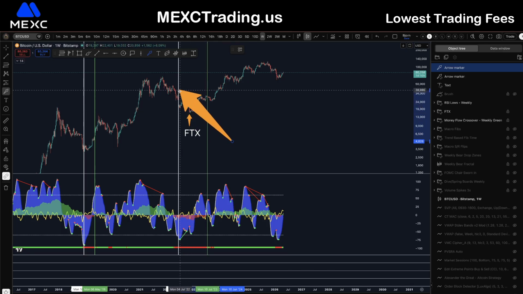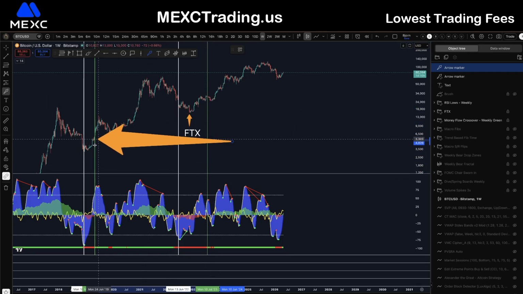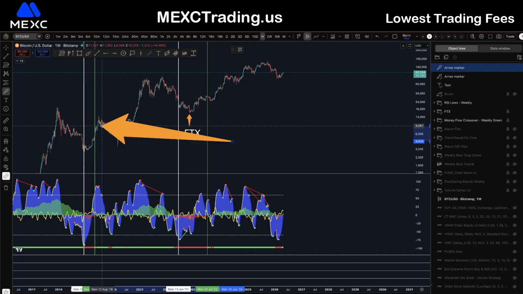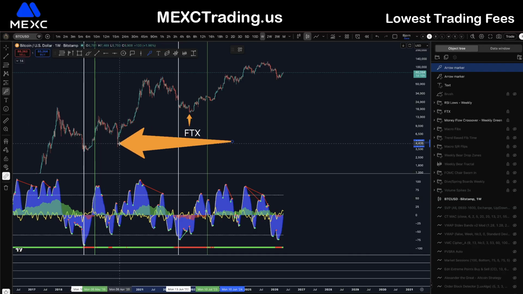So I consider the RSI kind of like setting up, okay, the bottom is likely in here, but we will confirm whether or not the bottom is in with the weekly confirmation money flow crossover into the green, okay? Each and every single time the low is in. Now, that doesn't mean you don't go down. You can drop a little. Each one of these had a really nice drop afterwards, right?